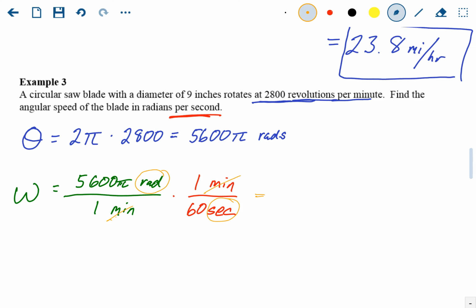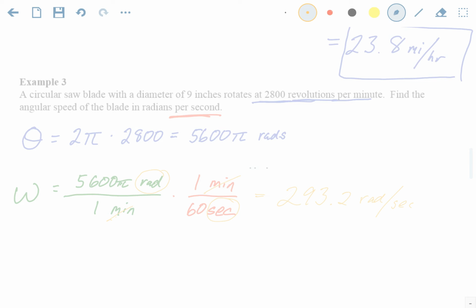Since these are all ones, all you really have to do is 5,600 times 3.14 divided by 60 seconds. And you should get about 293.2 radians per second. Now, what does that mean in context? Well, a full circle is about 6.28 radians. So this is going pretty fast, going around the circle a lot of times in 1 second.